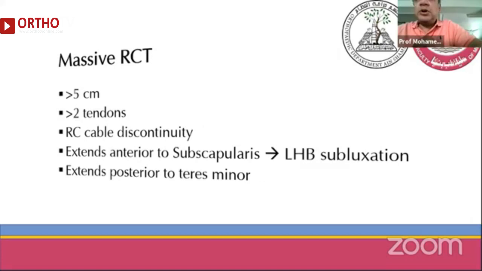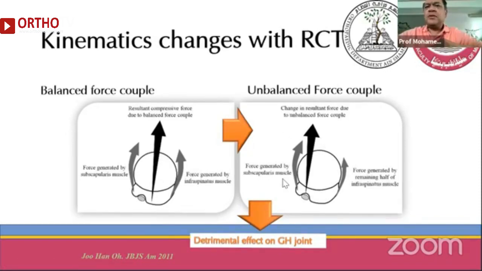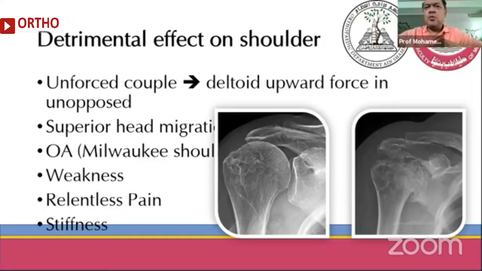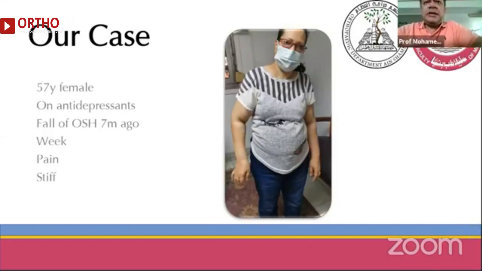The problem with the massive rotator cuff tear, when it reaches a break point of the unbalanced force couple around the shoulder, will cause a detrimental effect and osteoarthritis of the shoulder, or what's called the Milwaukee shoulder, which combines weakness, pain, and stiffness, with head migration up and friction with the acromion, leading to a detrimental effect on the shoulder joint. But we don't need to reach this final stage.